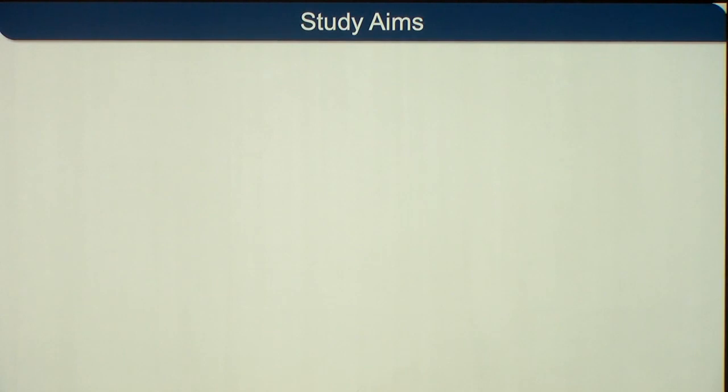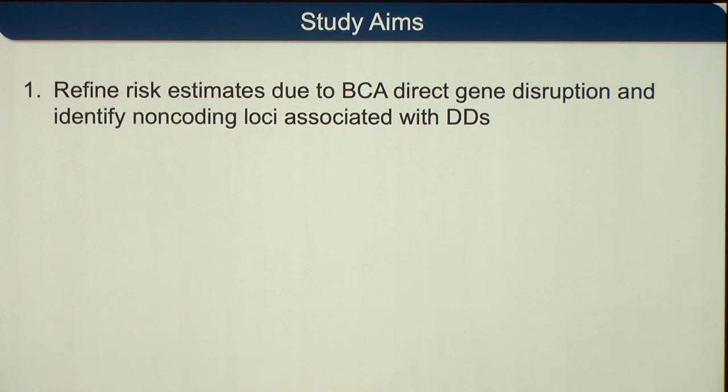So the goal of this study was threefold. We wanted to refine risk estimates due to BCA direct gene disruption, and to also identify novel non-coding loci associated with developmental disorders.